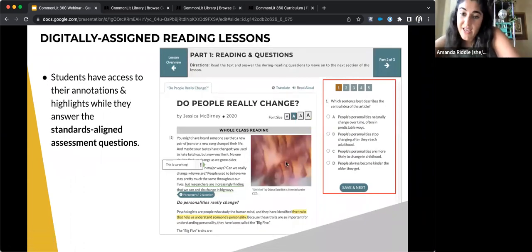And at the end of all of that, there are those standards aligned assessment questions that CommonLit is also known for. We have rigorous grade level multiple choice and short answer questions that are meant to mimic high stakes test questions.